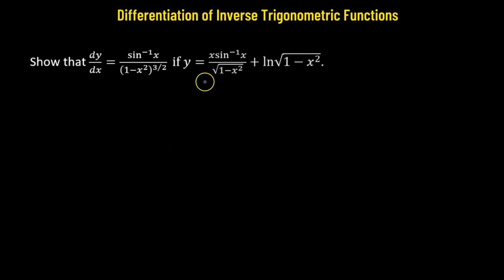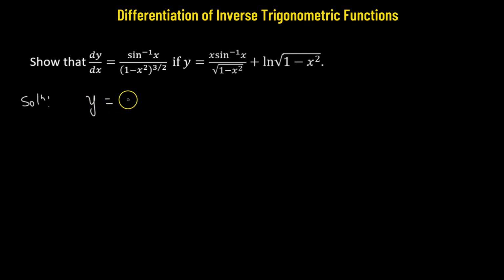So in this particular problem, we have to show that the derivative of y with respect to x is given by sine inverse of x over 1 minus x squared raised to the power of 3 over 2, when y is given by this particular expression. So let's begin with y. We will rewrite y before performing the derivative.